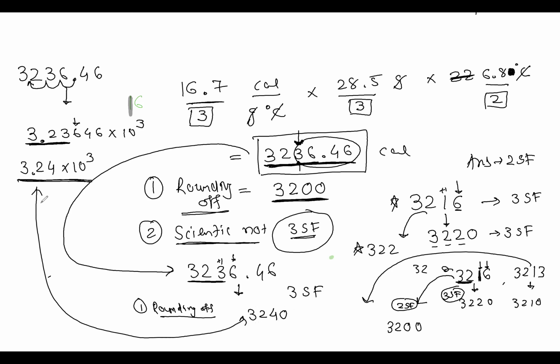Either you can call it 3240 or you can write it down as 3.24 times 10 to the power of 3. Isn't that the same thing? Yes. Make sense?